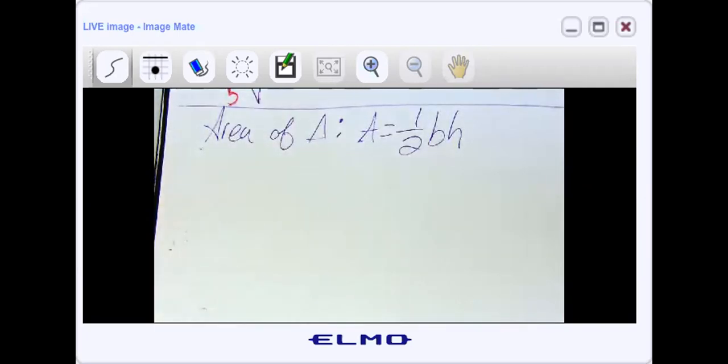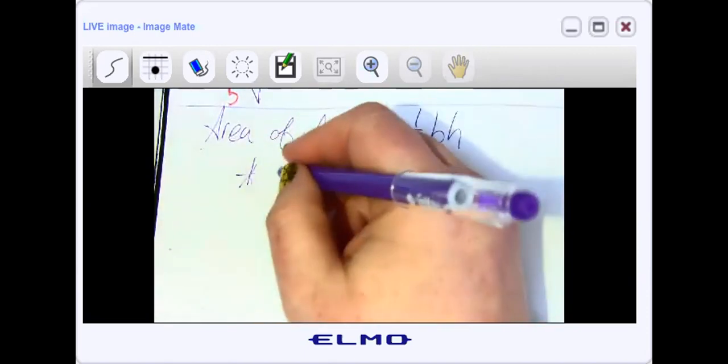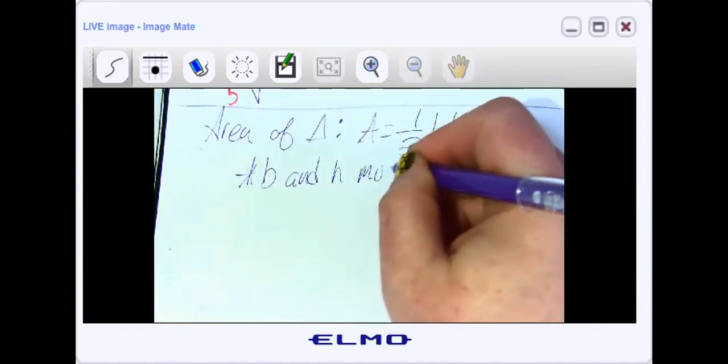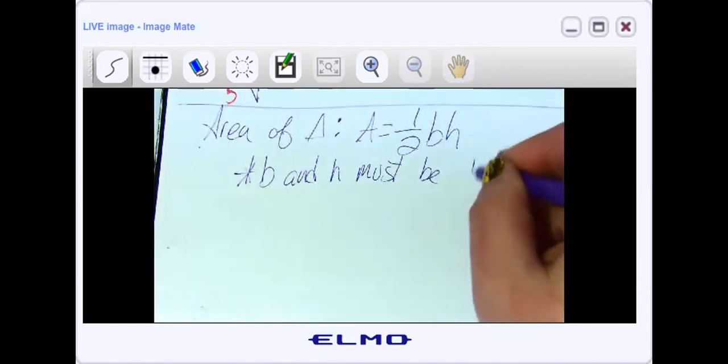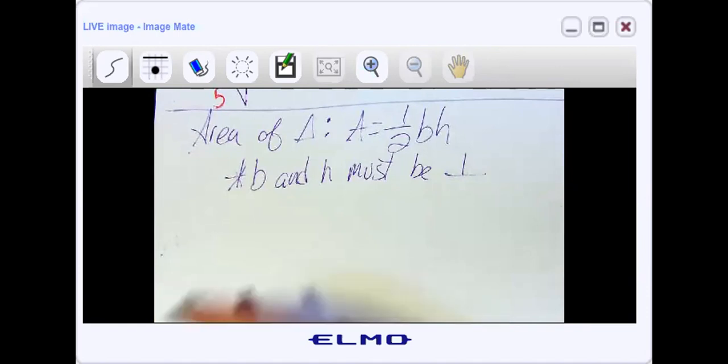I still need base and height to be perpendicular. That will always be true. Anytime I'm doing any of these formulas with a base, the height still must be perpendicular. Always. Okay? All right.